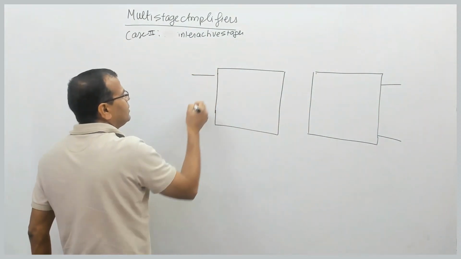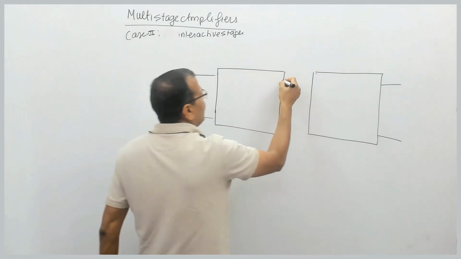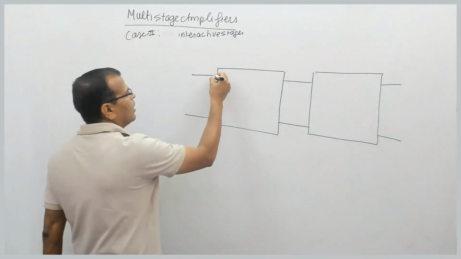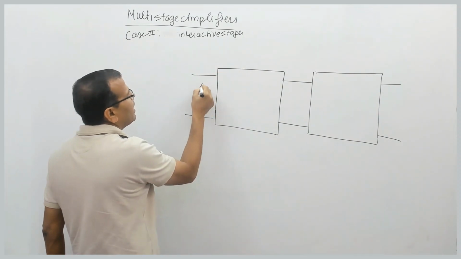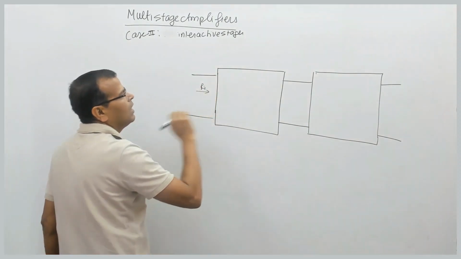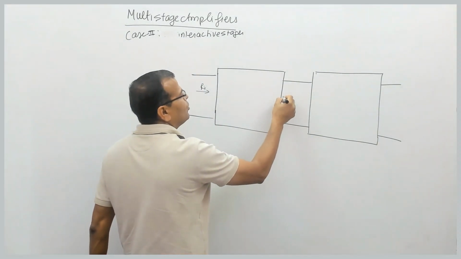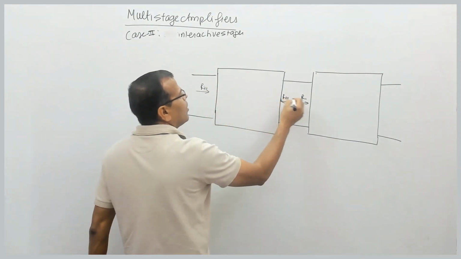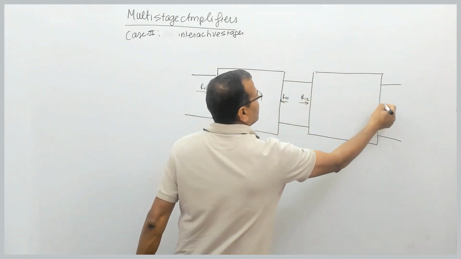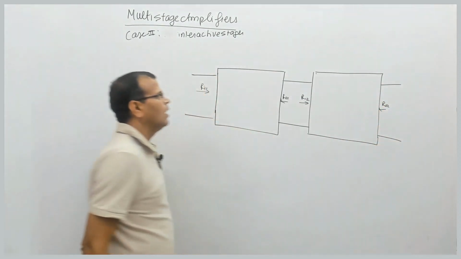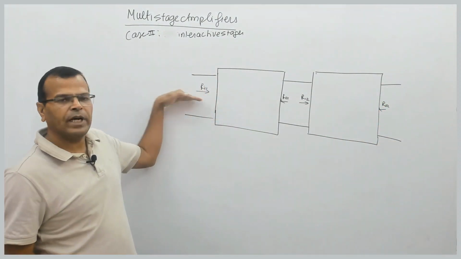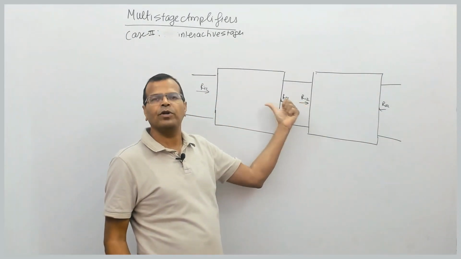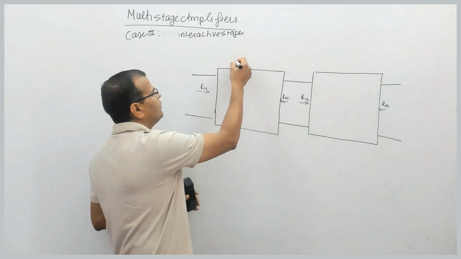Now, the general block diagram of a voltage amplifier can be drawn like this. We know every amplifier has input resistance, and every amplifier has output resistance, like this. This is Ri1, R01, Ri2, and on this side it is R02. The resistance seen from this side is the input resistance of the first stage. The resistance on this side is the output resistance of the first stage. So this is the first stage.